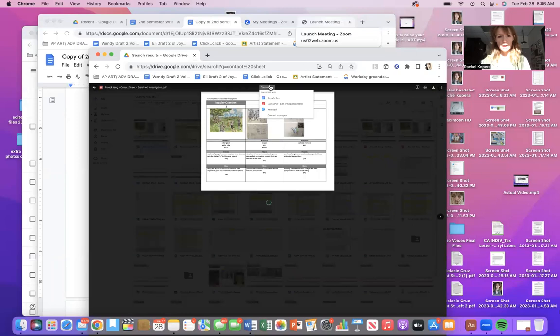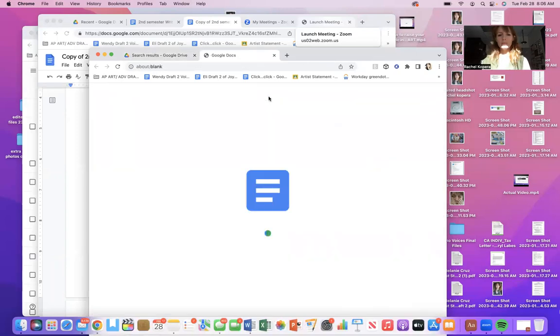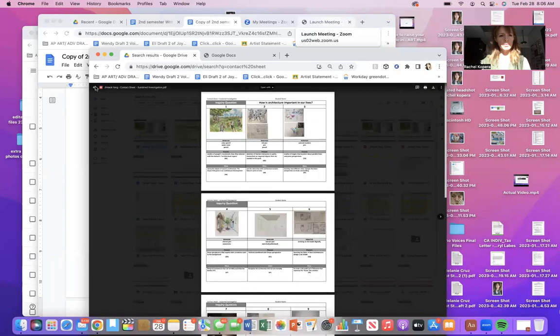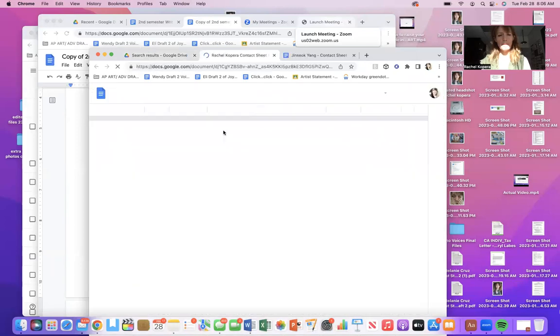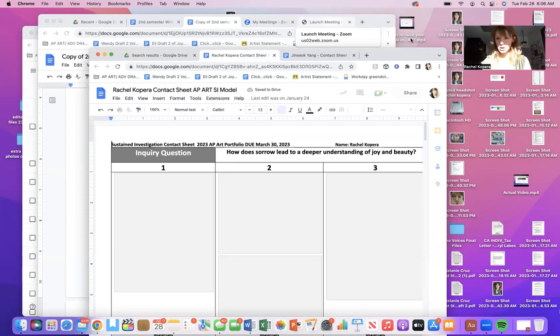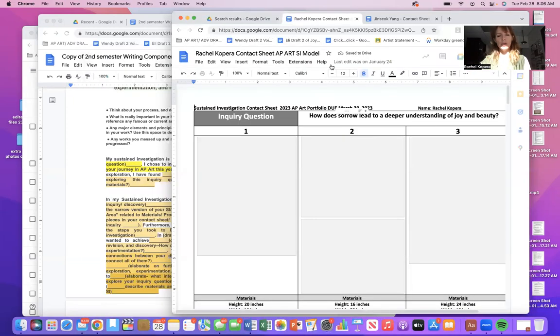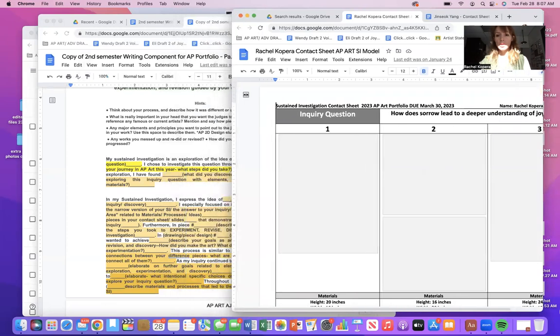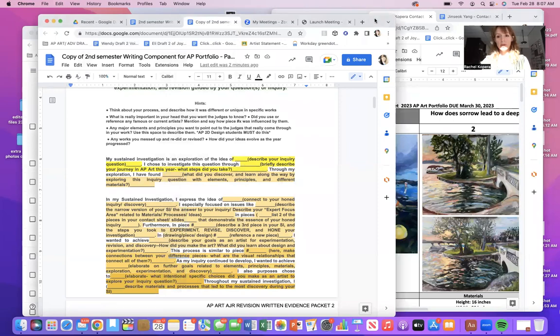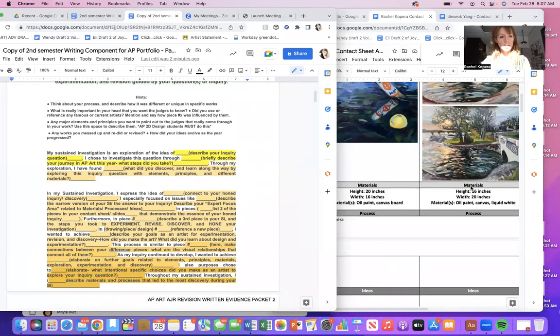So you can see what it looks like. And then here's my own contact sheet that I've been working on. Make sure again that your inquiry question is posted at the top of your contact sheet. But you need to be really organized to do this. Wherever you are, this is an assessment grade. You need to stop and do this written evidence. Okay, so I have all my different piece numbers here.